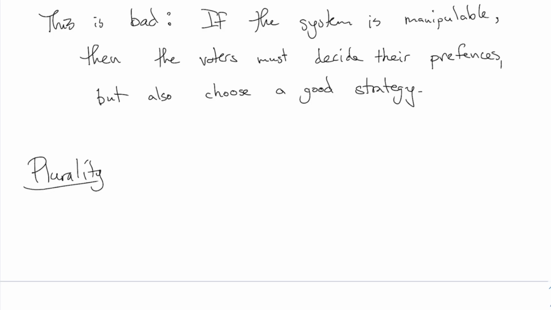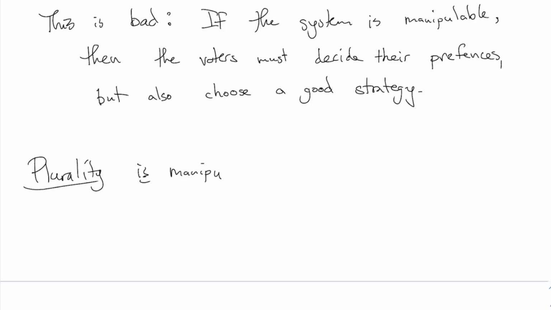Is there a problem in plurality with manipulability? That is, when you vote in a plurality election, do you also have to think about not only who I actually like the best, but how I should vote based on the way that the plurality system works? And maybe I'm not actually going to vote for who I like the best. Actually, plurality is manipulable.